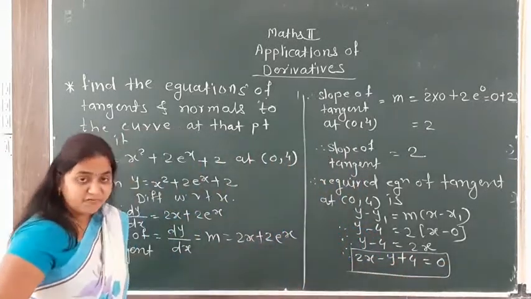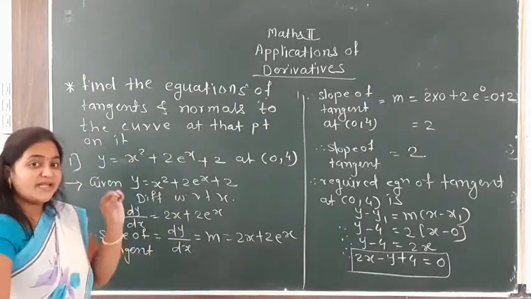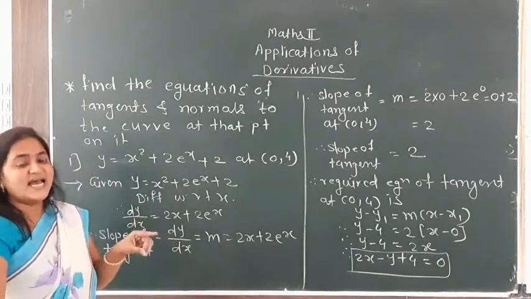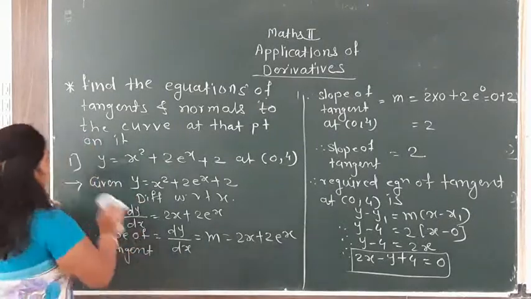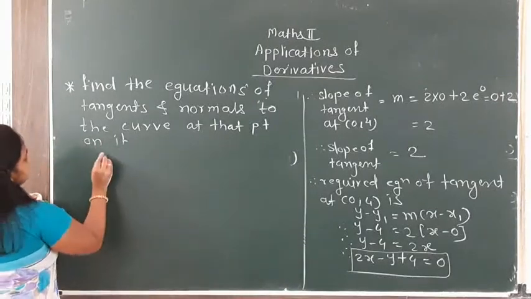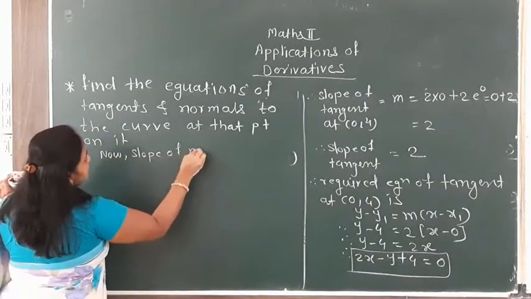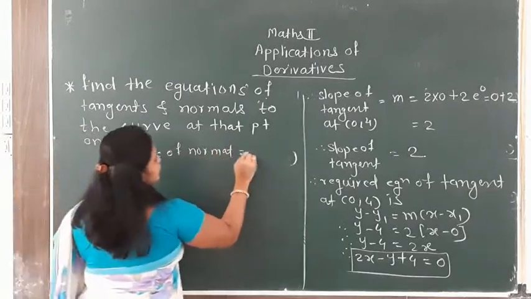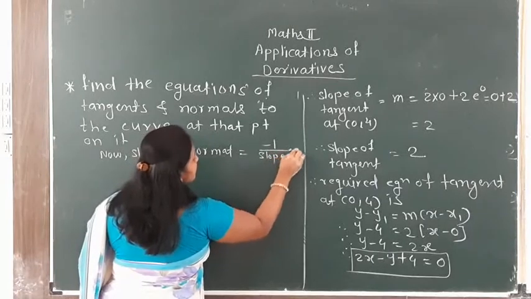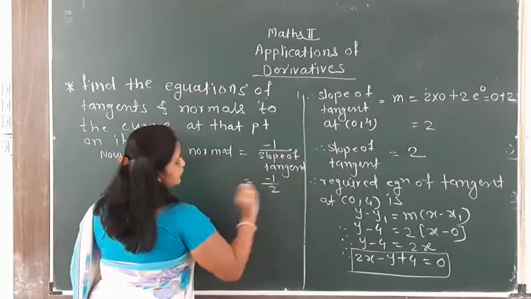Now we find the equation of the normal. We know that the normal line is perpendicular to the tangent line. So we take the slope of the tangent, take its reciprocal, and give it a minus sign, which is the slope of the normal. So here the slope of the normal is equal to minus 1 upon the slope of the tangent, which is minus 1 by 2.